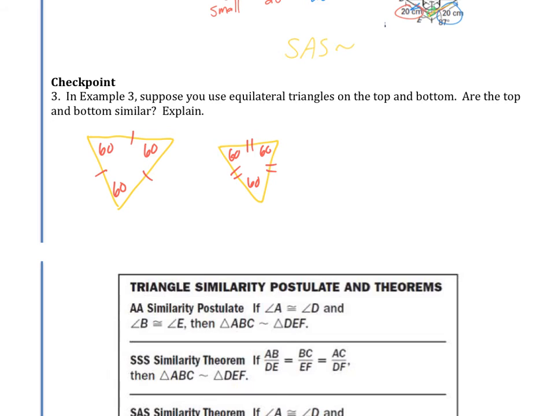So if all the angles are 60, because 60 plus 60 plus 60 is 180, that means they'd be similar by angle similarity. So the answer is yes, angle similarity, because we have one pair of angles, and then we have a second pair of angles that will be congruent. So it'd be angle similarity.